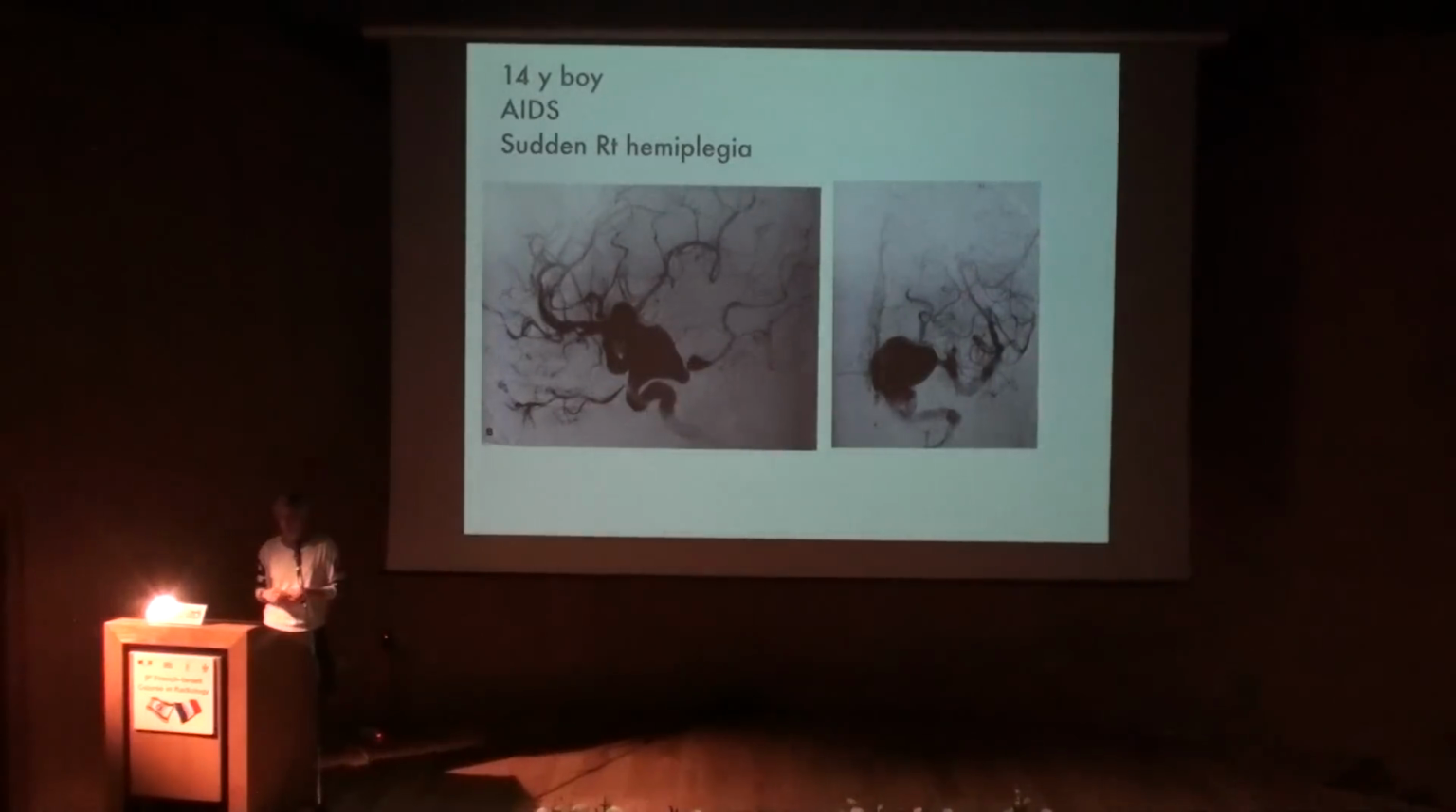This is an amazing example of a 14-year-old boy with AIDS that had a sudden right hemiplegia, and you see it's almost difficult to understand. This is injection to the right carotid. This is almost a lateral image, and you can see that the whole complex of the supraclinoid carotid, the bifurcation, the ACA and the MCA is not normal. Part of it is aneurysmal dilatation, part of it is just damaged vessel. This is an AP view, showing the two aneurysms and the damaged MCA.